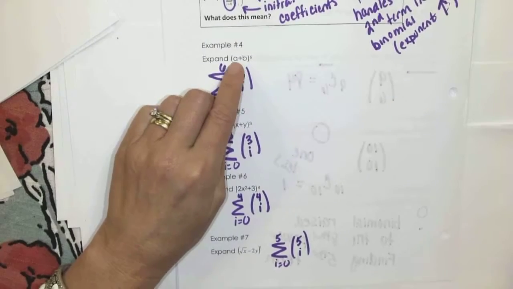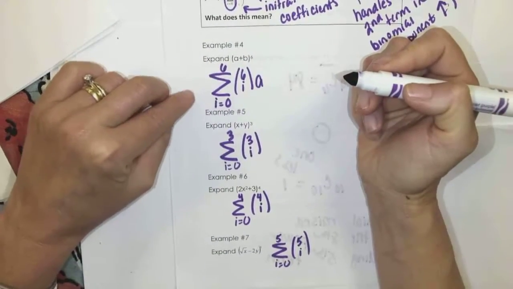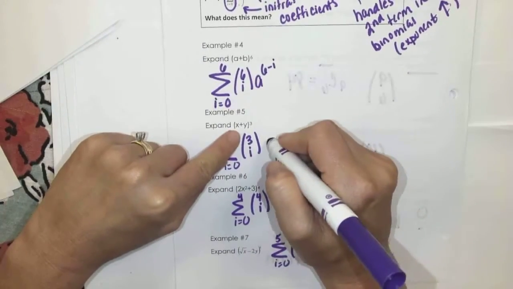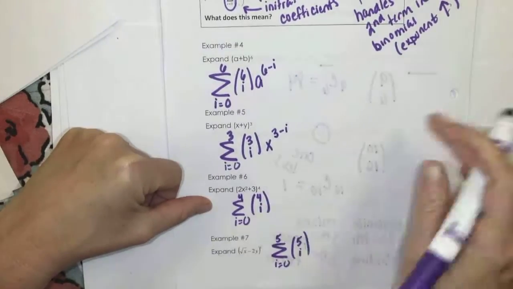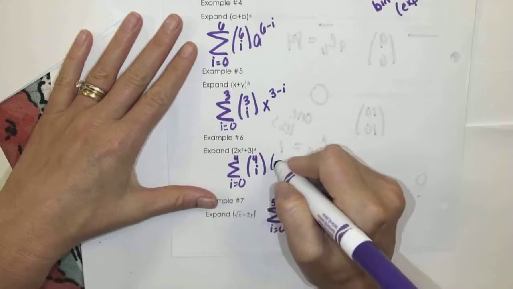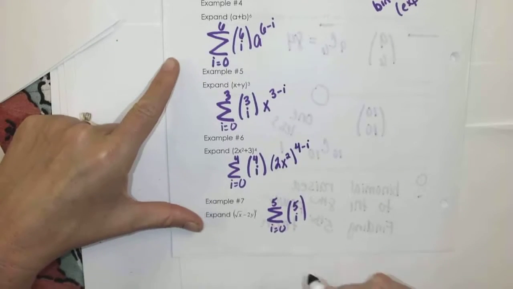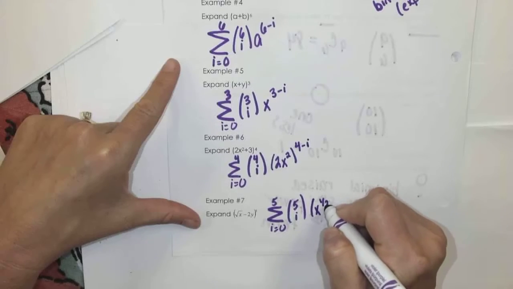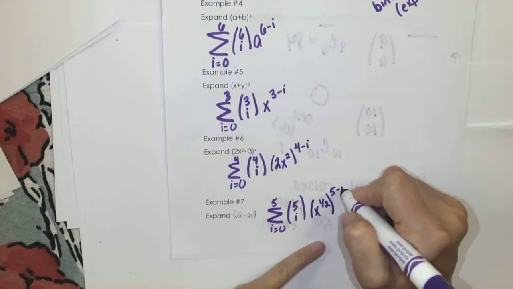Next thing you do is handle the first term. In this one, it's an A. It will always go to the exponent minus I power. So in this case, it's 6 minus I. In this case, it's an X, and it'll be 3 minus I. In this case, it's a 2x squared. Since that is more than just a single positive letter, I need to make sure I use parentheses, and it'll be 4 minus I. This one right here is square root of x, which I'm actually going to write as x to the 1/2 power. Square root is a half, and I'm going to raise that to the 5 minus I power.